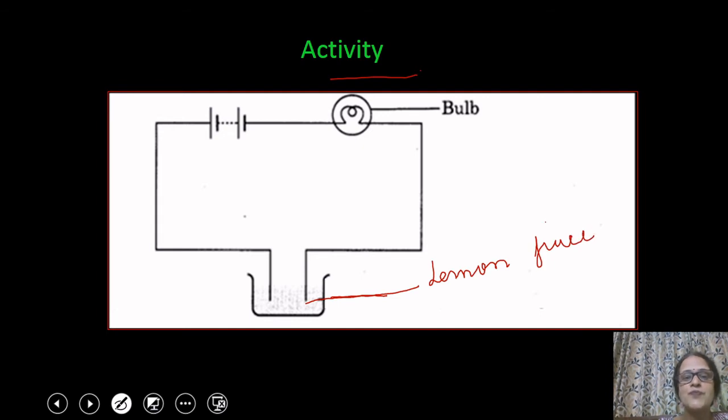So what we have done: one end of the bulb is connected to the negative terminal of the battery and the other end is connected to a wire, and the other end of that wire is immersed in the solution to be tested. And similarly, the positive end of the battery is connected to another wire and the other end of that wire again is immersed in the solution to be tested. So if the liquid is conducting, the bulb will glow. If the liquid is not conducting, the bulb will not glow. I hope it is clear to you.